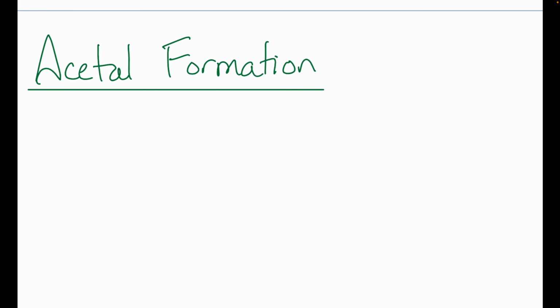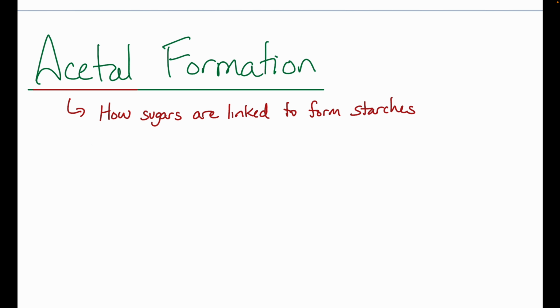All right, this acetal bond is particularly important in biochemistry because this is how sugars are linked to form starches. So when we have too many calories, when we have too much sugar going on, our body takes that sugar and stores it for later by packaging it up into these starches. It links those sugar molecules together using what's called an acetal bond.